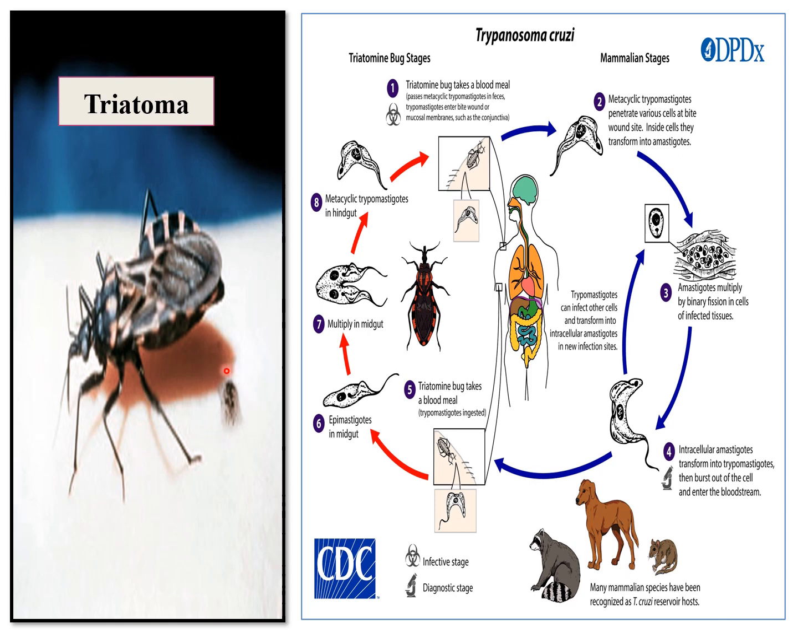Now, usually the bite is painful, so the patient is going to scratch the area, and this is going to rub the feces with the metacyclic trypomastigote into the skin. Once inside the body, the metacyclic form is going to transform into the amastigote and enter the tissues and start to multiply there. Once the tissues rupture, it's going to release the trypomastigote form.